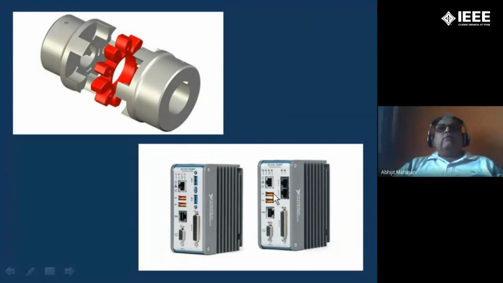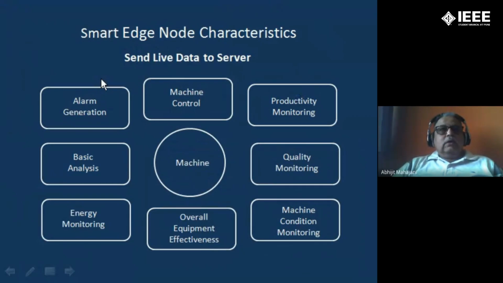Now there are different types of configurations that we can have. The first thing that we said earlier in the slide is that you collect the data and send it to the cloud. That was the basic idea. But with the advent of technology, the ideas changed, and people wanted some kind of a smart edge node rather than just a dumb edge node.